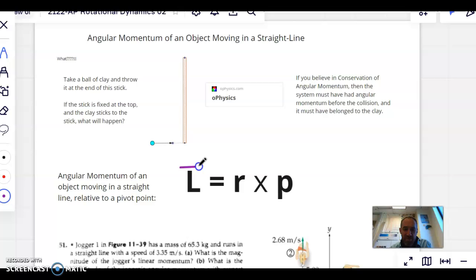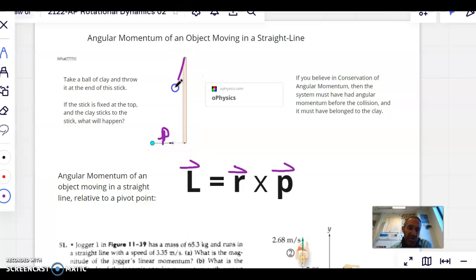I have angular momentum as a vector is equal to the radius vector cross the momentum vector. And so what we had there is we have our momentum vector P. So this vector probably was the velocity, but it could serve as our linear momentum vector too. And then we have our R.